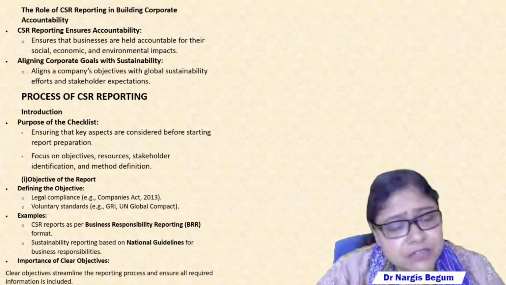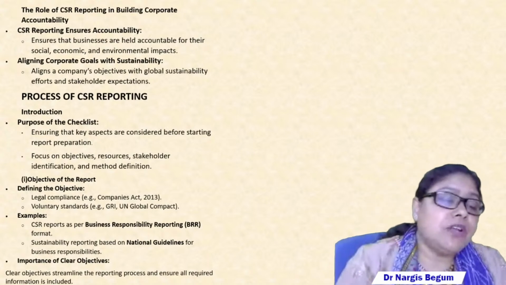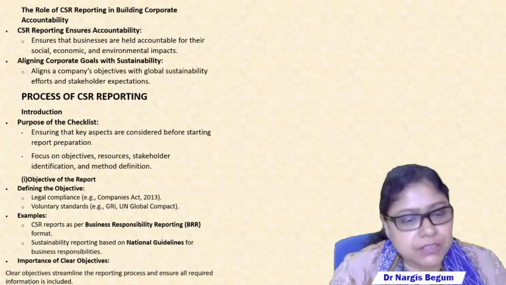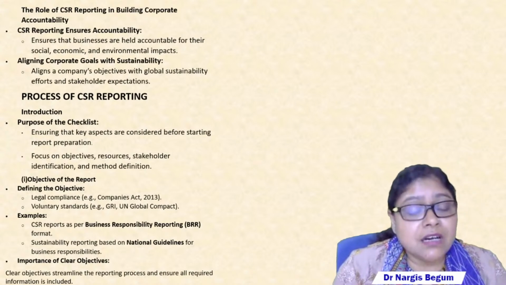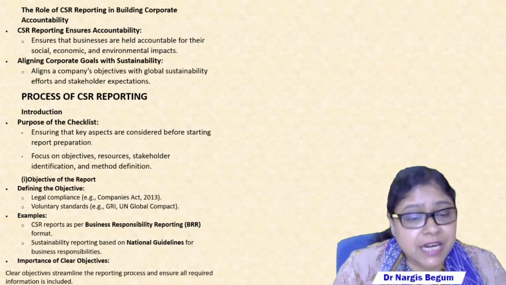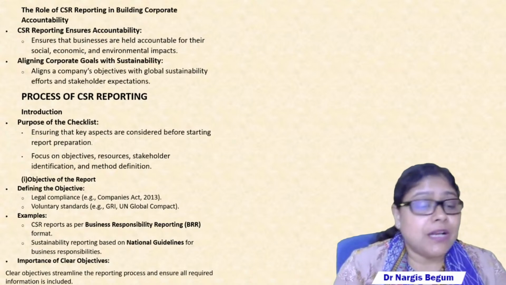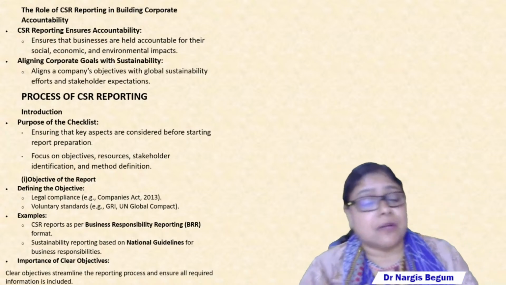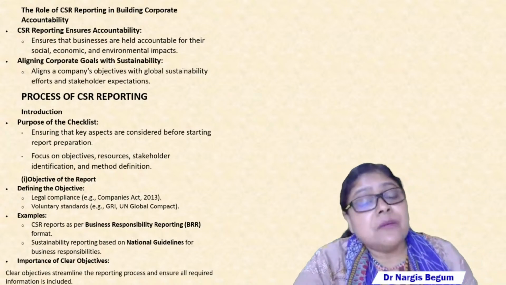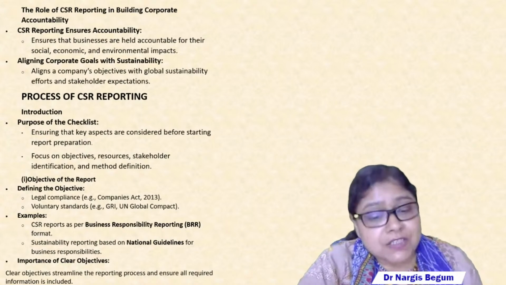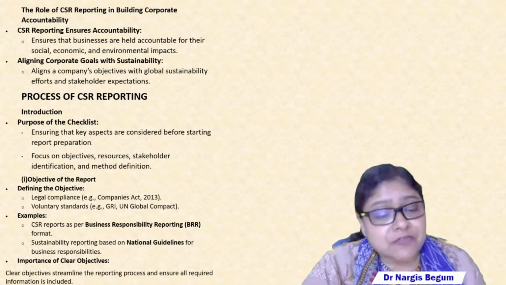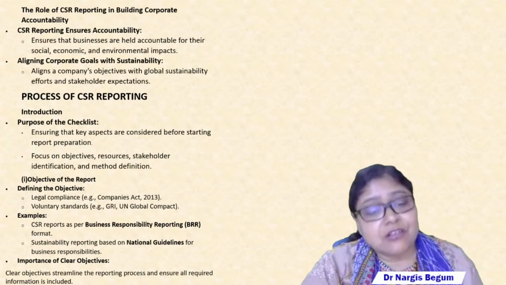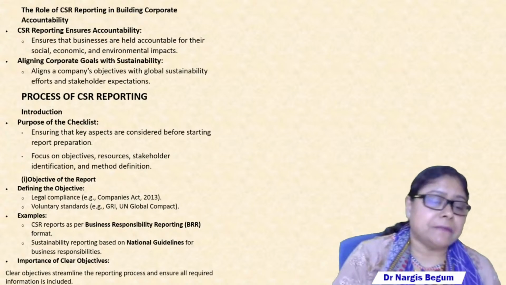Now, what is the objective of the report? The first is we need to define the objective. When we are talking about defining the objective, we are talking about the legal compliance provided in the Companies Act 2013. Next are the voluntary standards laid down in the GRI and the United Nations Global Compact. For example, the CSR reports done as per the Business Responsibility Reporting format, called the BRR. Sustainability reporting based on the National Guidelines for Business Responsibility.